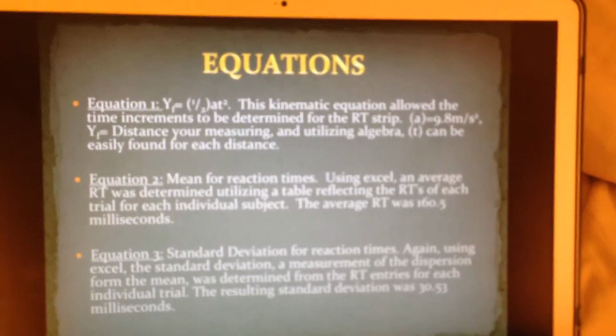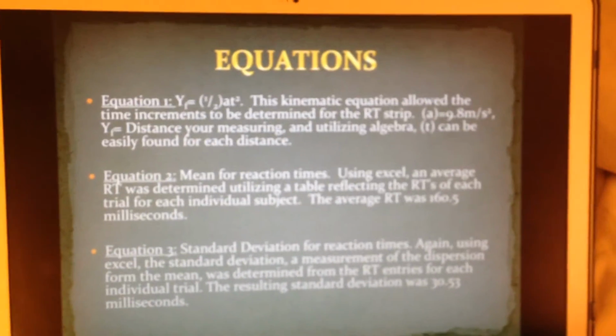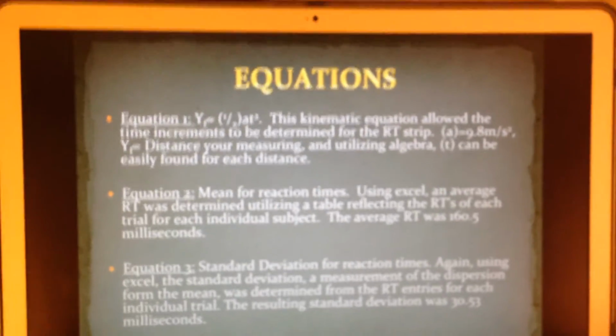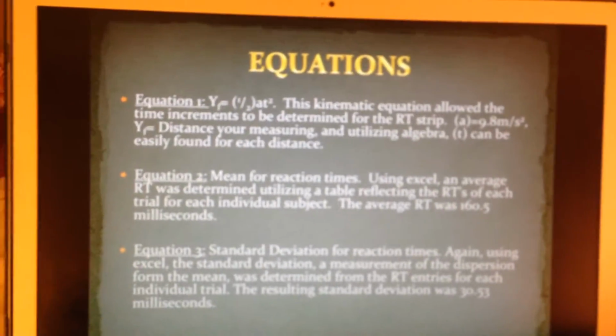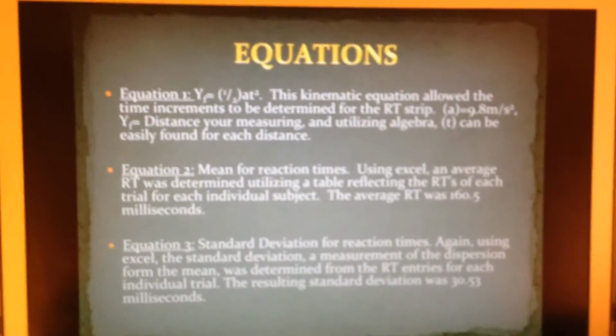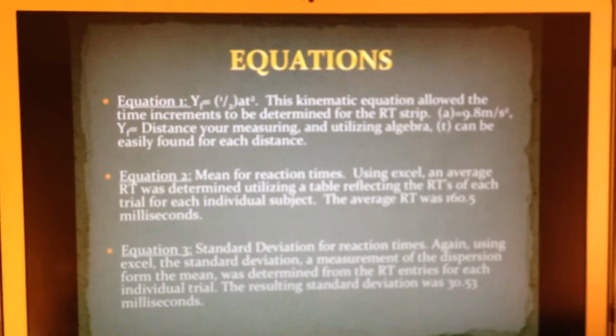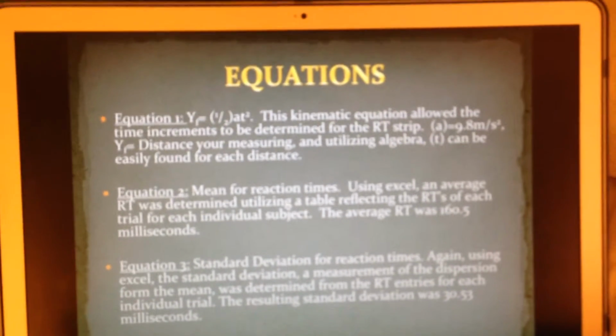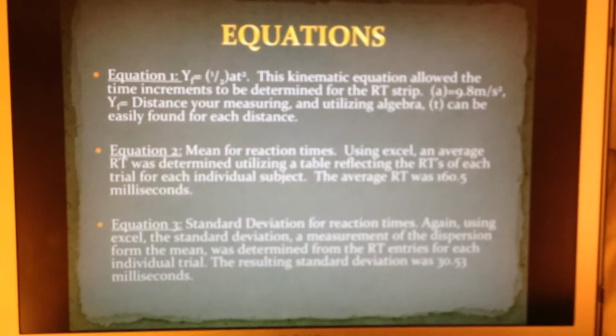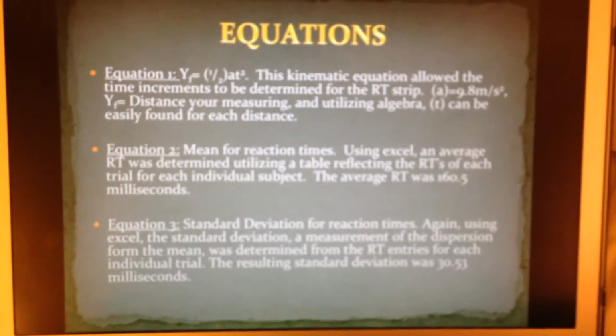Now, the three equations that we used in this project were, number one, the kinematic equation I previously described. This allowed me to determine the corresponding times for each 5 mm distance as we went up from 5 to 10 to 15, etc., all the way up for me until about 210.